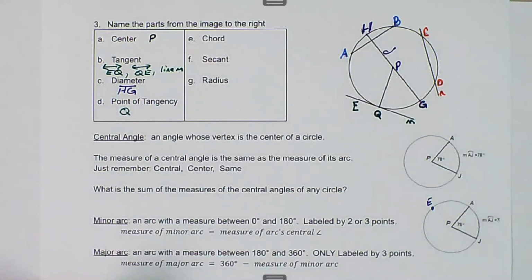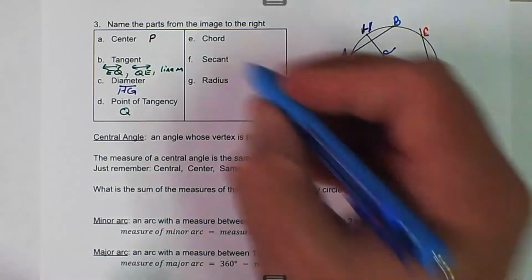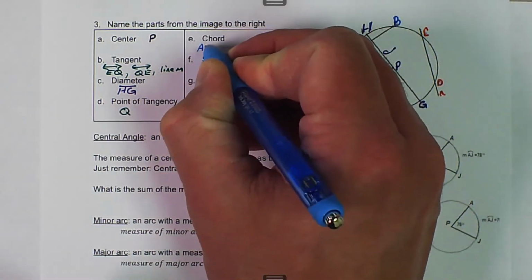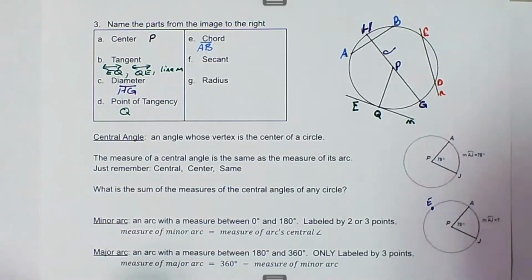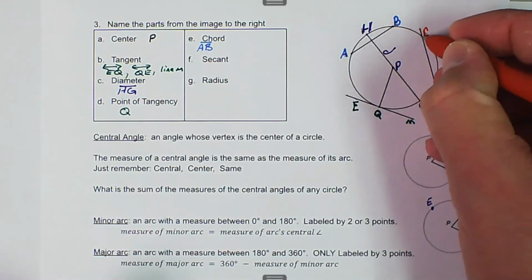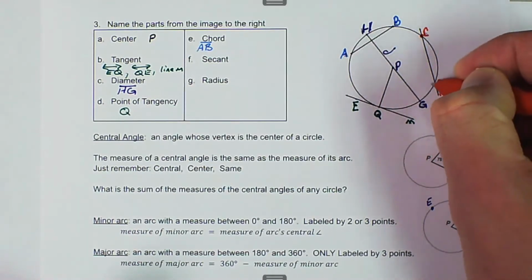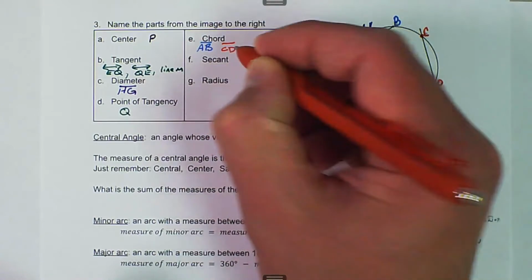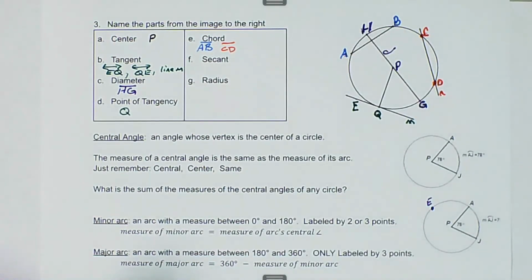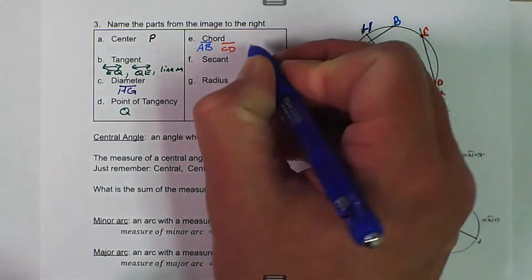Any chord. So we have three chords on here. We have the chord AB, that can be written AB or BA. We have the chord CD, where it has points right there, so it's line segment CD. And we have HG, which is the diameter, but it is still a chord.